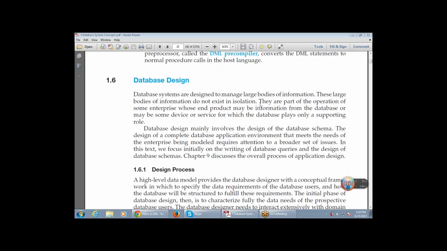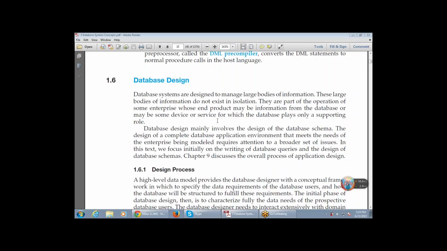The design of a complete database application environment that meets the needs of the enterprise being modeled requires attention to a broader set of values. That is, there are multiple criteria that are covered under database design. In this chapter, we focus initially on writing database queries and the design of the database schema, or how to design the database schema. Schema means the overall design of the database.